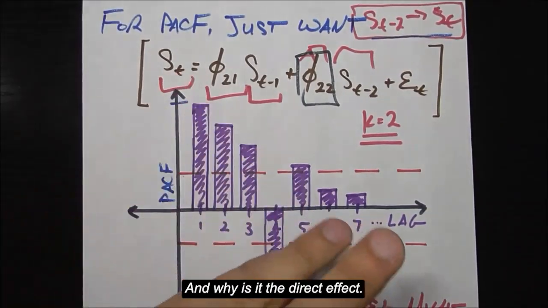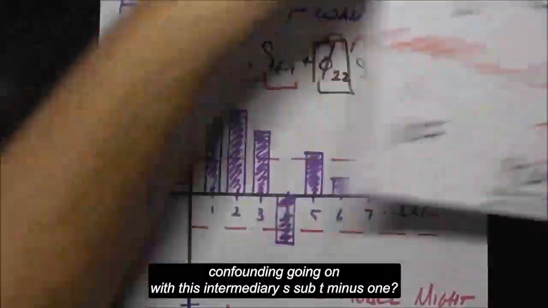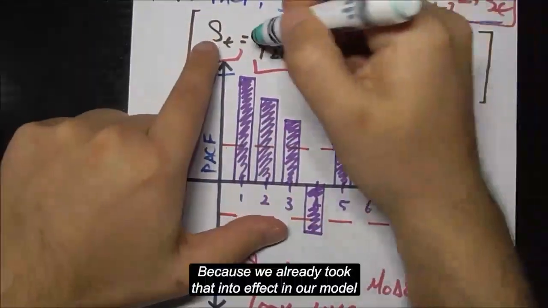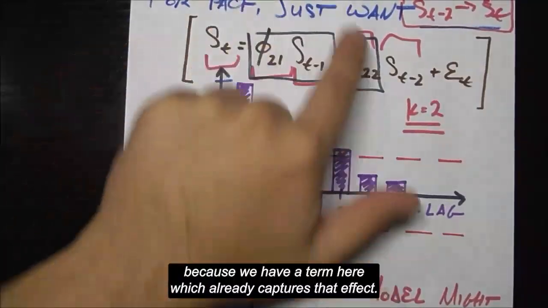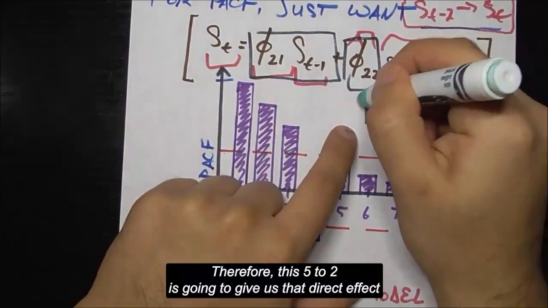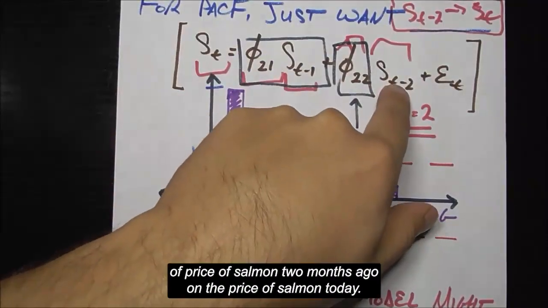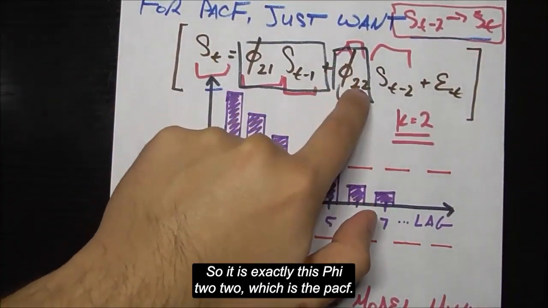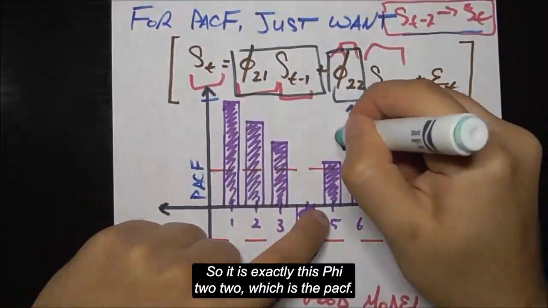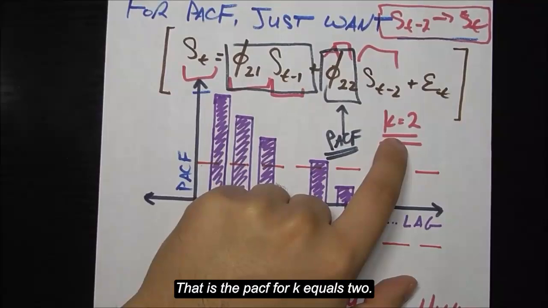And why is it the direct effect? Why is there no more confounding going on with this intermediary s sub t minus 1? Because we already took that into effect in our model, because we have a term here which already captures that effect. Therefore, this phi 2, 2 is going to give us that direct effect of price of salmon 2 months ago on price of salmon today. So it is exactly this phi 2, 2, which is the PACF. That is the PACF for k equals 2.